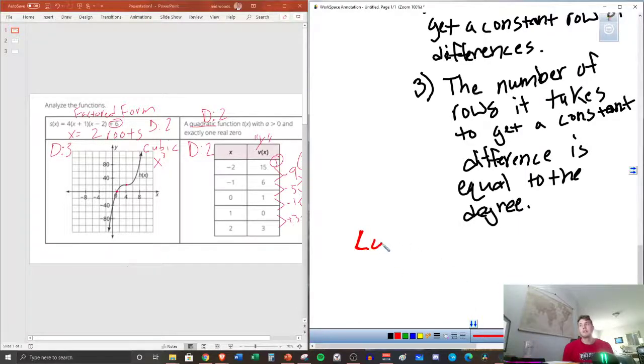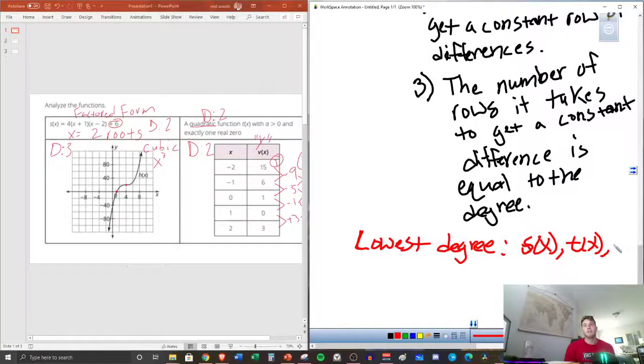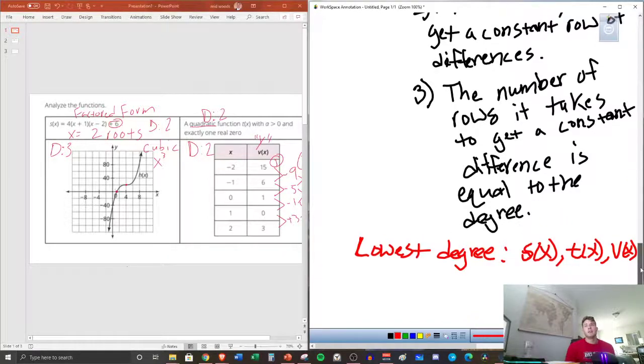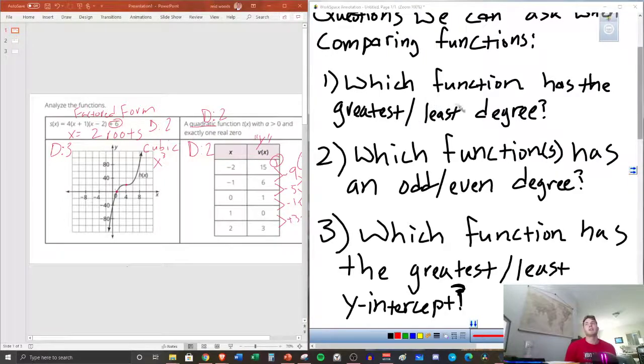All right, so the next part of number 1 would be, what is the lowest? I'll write it in red. So lowest degree. On this, we have multiple answers because they all share the lowest degree. So we would say S of x, T of x, and V of x. They all have the degree of 2, okay? That's what the first question would be looking like. Which function has the greatest, which one is the least? On the test, it would be a multiple choice, select all that apply type question. And you just need to make sure that you pick the right one, okay?